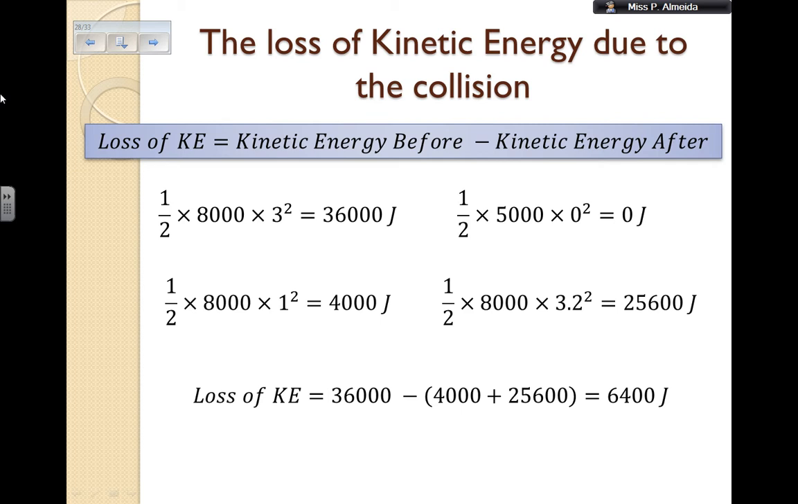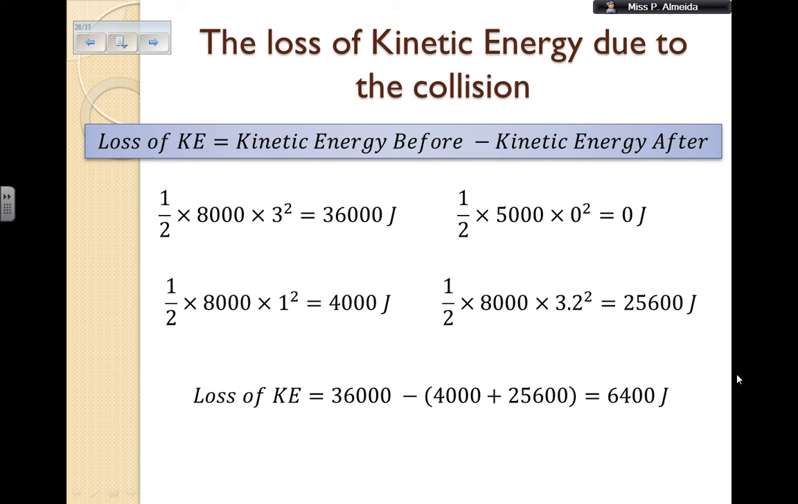So what I'm going to do is look at the energy before, which is this plus this, so 36,000 joules, and I subtract the total energy after, so 4,000 joules plus 25,600 joules, okay? And if I do the calculation, I get 6,400 joules, okay? So that's how you get the answer.